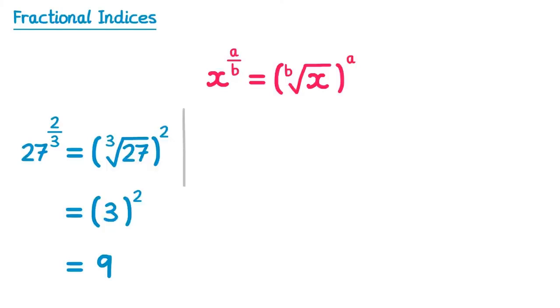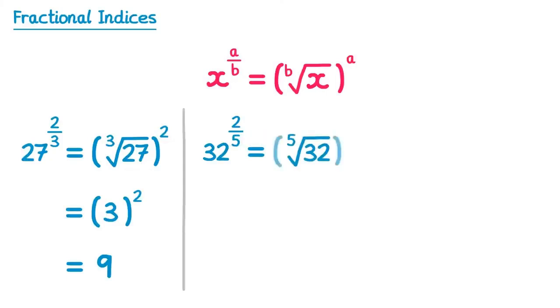Let's have a look at another one. So for this one we're going to look at 32 to the power 2/5. On the bottom we have a 5, so we're going to start by doing the fifth root of 32. Once we've found that, we're going to then square it, since we have a 2 on the top again. The fifth root of 32 is 2, we did that one earlier, so we've just got 2 squared, which is 4. Let's try one more.